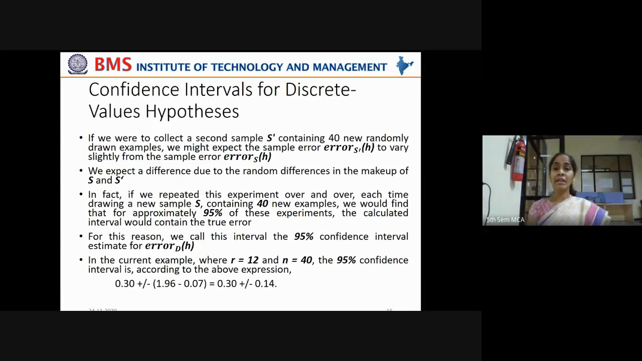If we were to collect a second sample S dash, initial sample is S, now we are collecting a second sample S dash, again consisting of 40 different samples. These 40 samples are not at all there in the first sample. This is an entirely new sample S dash, containing 40 new randomly drawn examples. We might expect the sample error of S dash for H to vary slightly from the sample error of S.